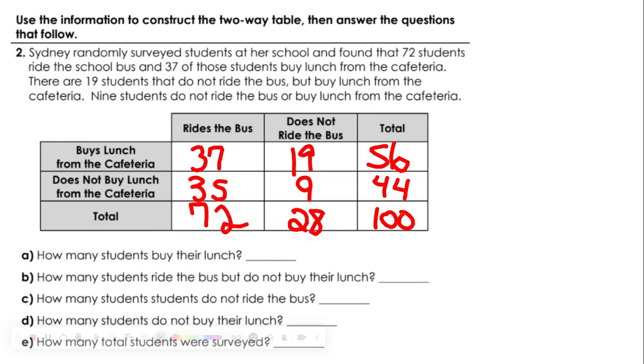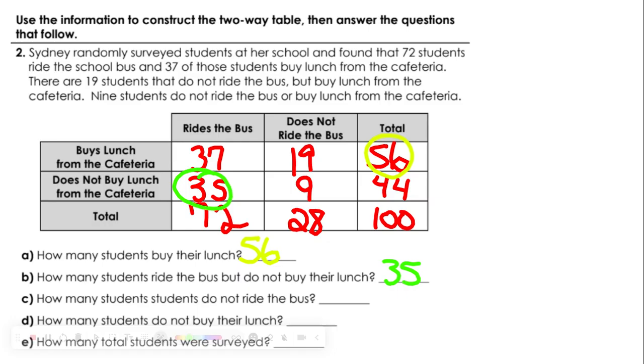Okay, now let's answer questions. It says, how many students buy their lunch? So we're going to go across buy their lunch. We're going to find the total. 56 students buy their lunch. How many students ride the bus but don't buy their lunch? So we're looking at the overlap of ride the bus and don't buy lunch. That would be right here. That is the 35.